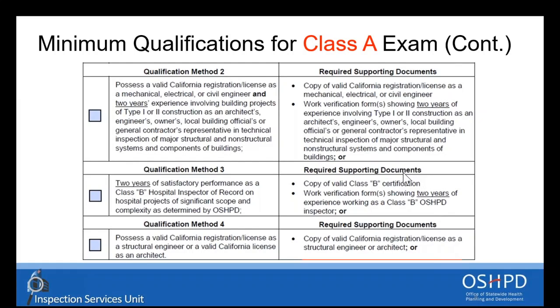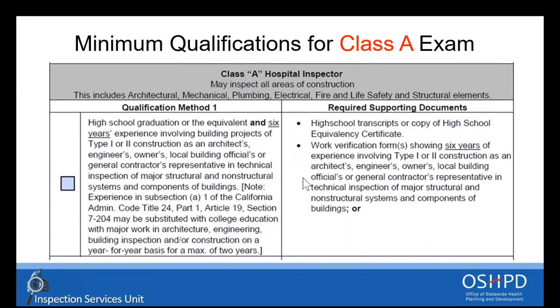The majority of people will be qualifying through method 1. So you need to have 6 years of documented experience on inspections of type 1 or 2 construction. And on the right-hand side, these are the additional required documents that you need to submit with your applications.